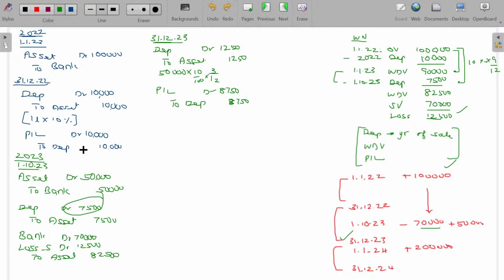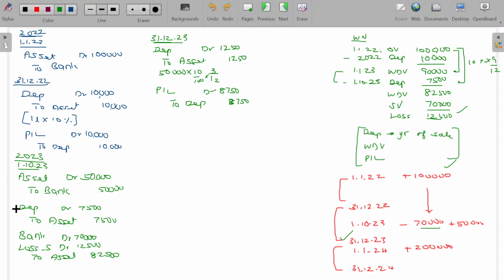Clear? We have calculated the depreciation separately. One for the newly purchased asset from the date of purchase to the year end. One for the asset sold, from the year beginning to the date of sale. Both will be transferable to the P&L account.